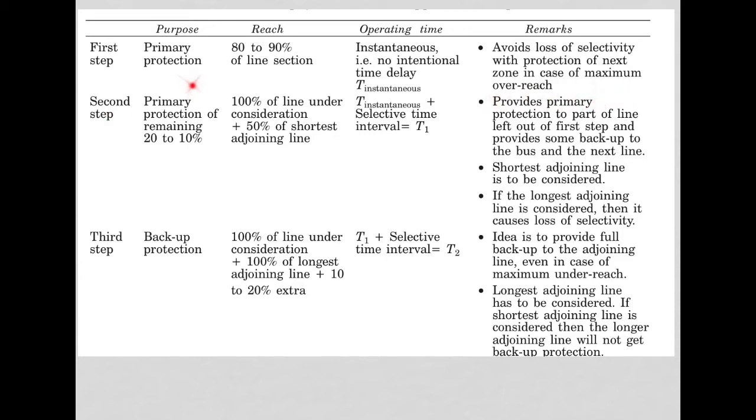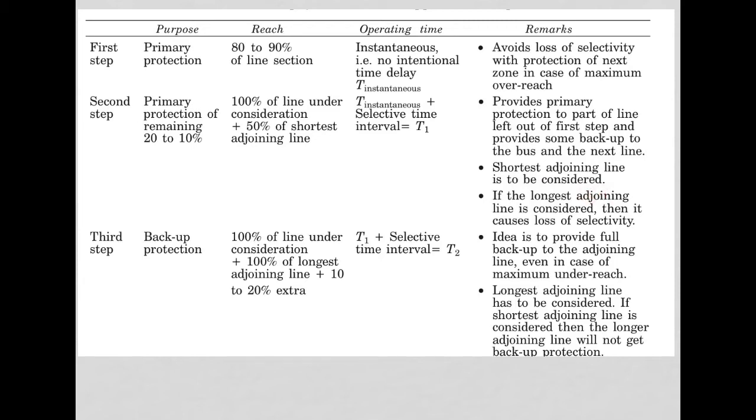Second step: primary protection of 20 to 10% of the line which is left in that, and 100% of the line under consideration plus 50% of the shortest adjoining line. That 100% will provide the backup protection. And then we have T instantaneous with selective time interval that we have discussed. Now it provides the primary protection to the part of the line left out in the first step and provides the backup to the bus and the next line.